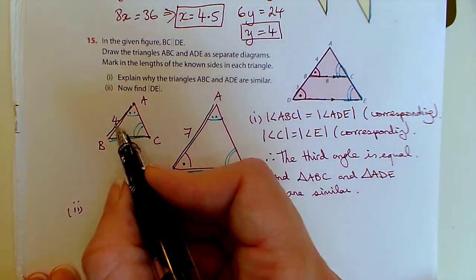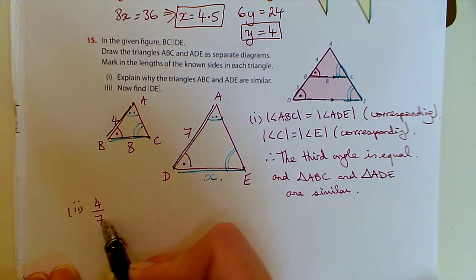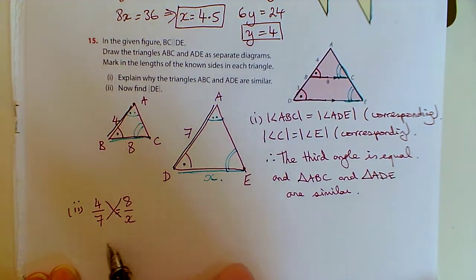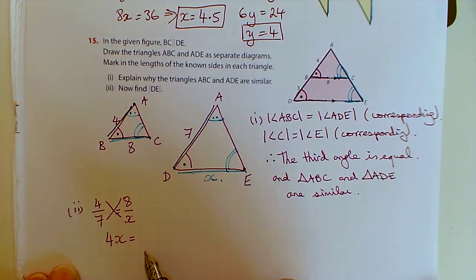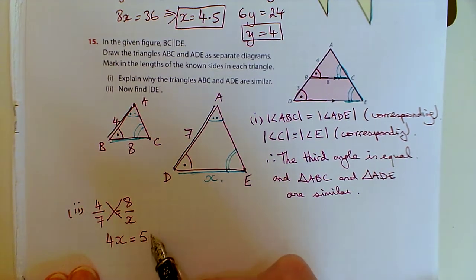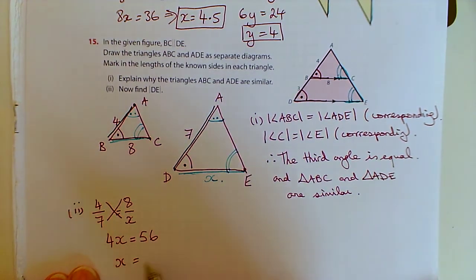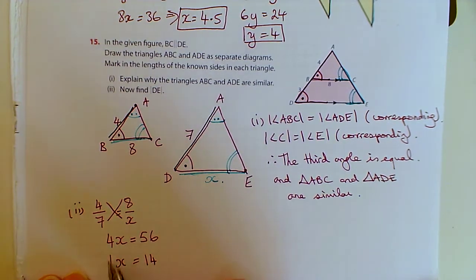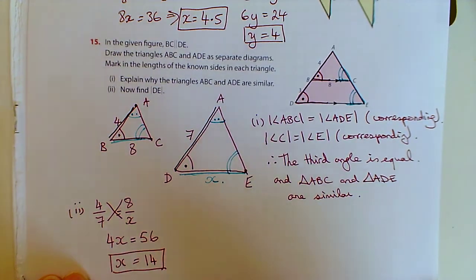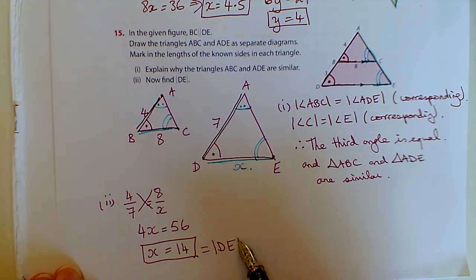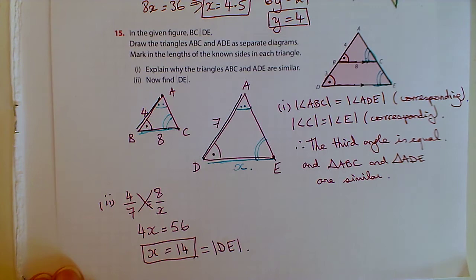So I can do my calculation for part 2. The ones with the numbers, 4 over 7 is equal to 8 over x. Cross multiply, 4x is equal to 56, and x is equal to 56 divided by 4, which is 14. That's my answer. So that is the length of the line DE, as they asked for.